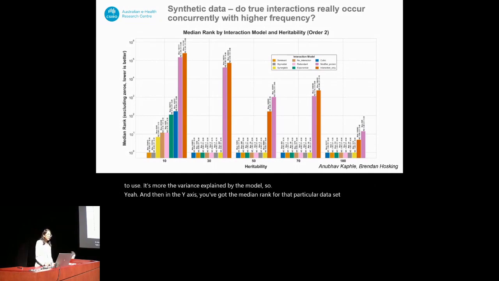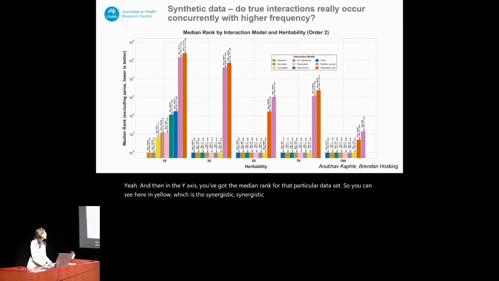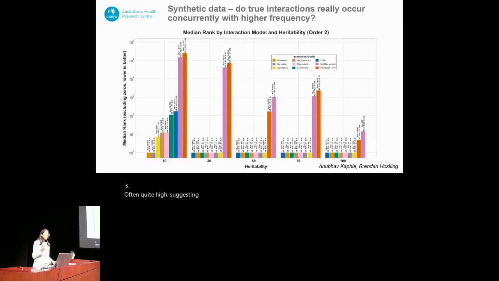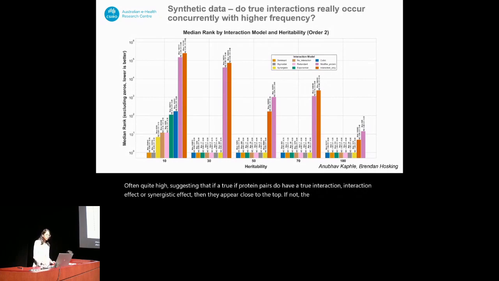So you can see here in yellow, which is the synergistic models, that the median rank is often quite high, suggesting that if protein pairs do have a true interaction effect or synergistic effect, then they appear close to the top, if not the top, of that count table. So that's the first step to reduce the search space and say, okay, we're going to test a certain number of interactions to see if they're significant.